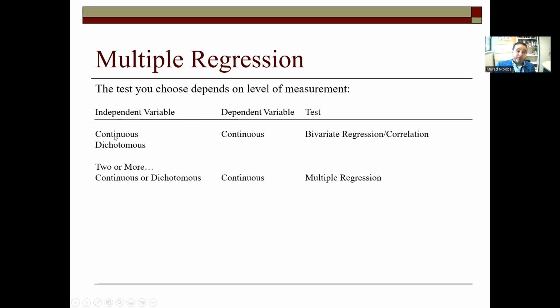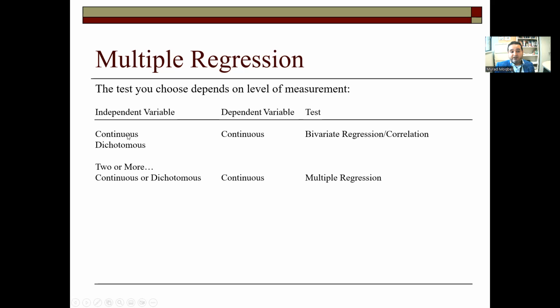Or our independent variable can be continuous or dichotomous. So dichotomous here, or binary, or 0 or 1, or a dummy variable, right? Those are different names for dichotomous. This is when you have either or, right? Like, for example, male or female, white or non-white, and so on. Those are just some examples of dichotomous, right? Zeros and ones, and so on.